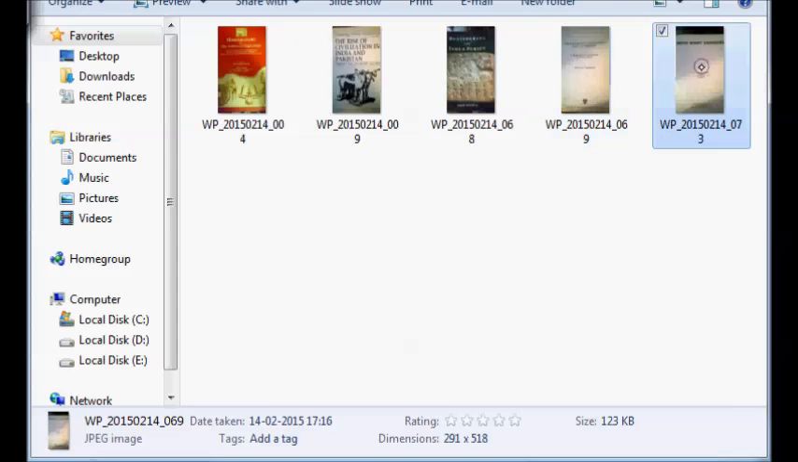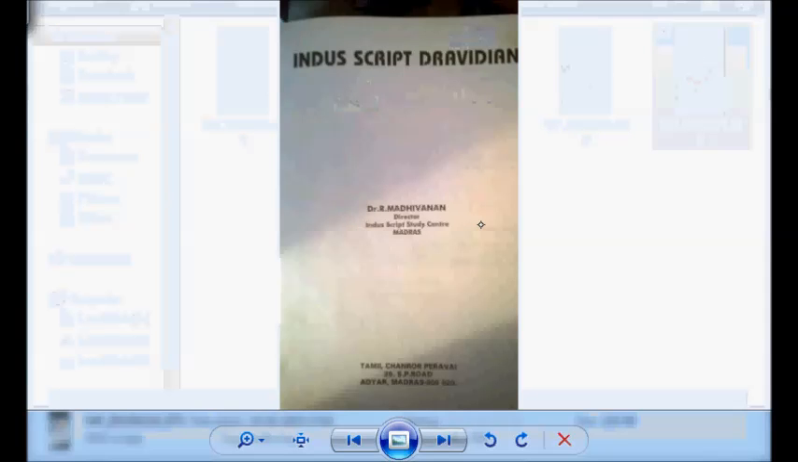There's another book by R. Madhivanan. It says Indus script Dravidian. If you want to decipher many seals, you need a large number of seals. And John Marshall's book has only 300-400 seals. That may not be enough. This book has a good collection of about 2000 seals. So this is very useful. Although his attempt to decipher Indus Valley script may not be correct, this book is quite useful in the sense it has got a huge collection of these seals.